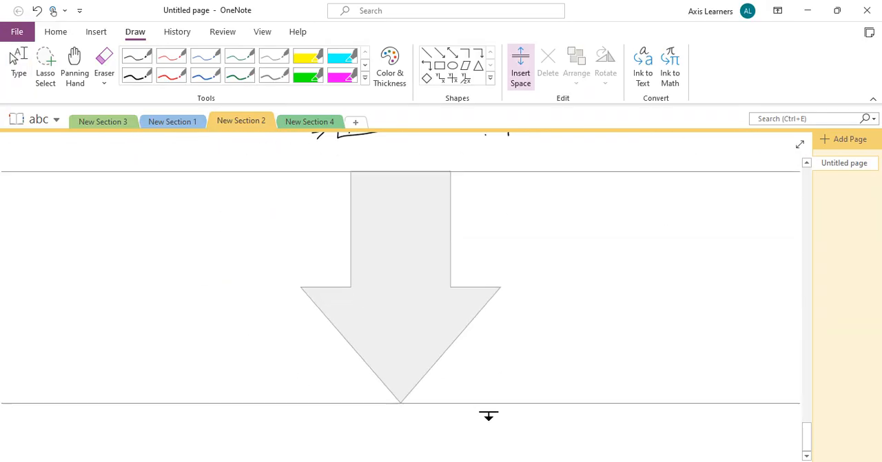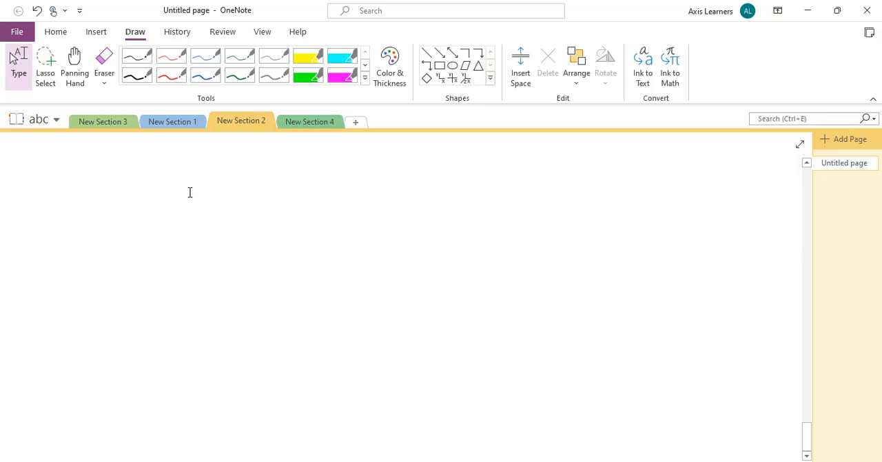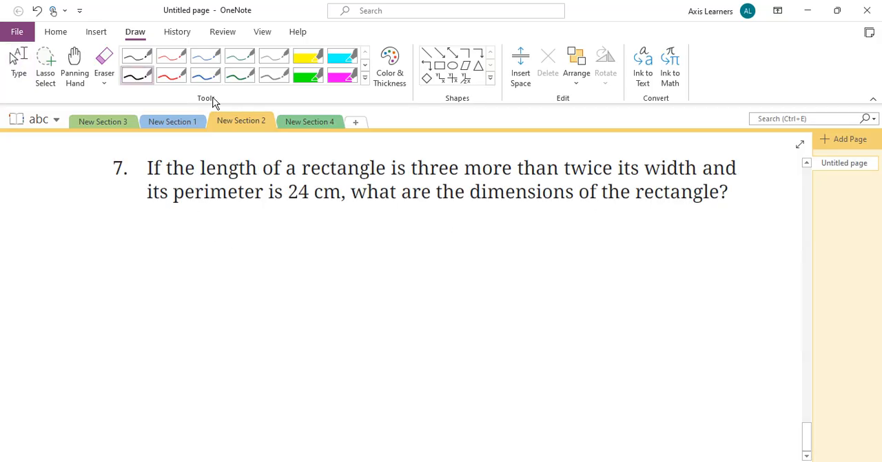This one is very simple. This question is from area and perimeter. Look at this. The length of a rectangle is 3 more than twice its width. Okay, so consider a rectangle. Its length is L and its width is W. Here they have given width, so let me write this as W. L and W values are given. The length is compared with the width.